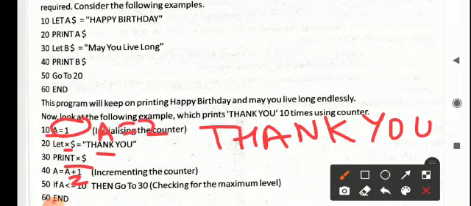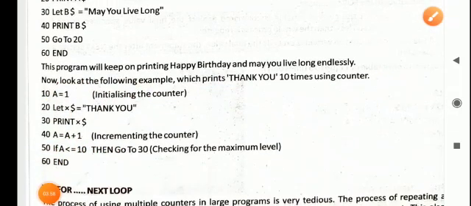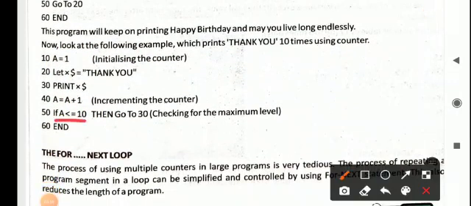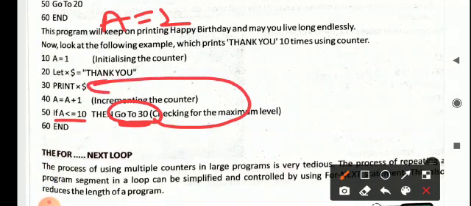Then again you can see an if statement has been used: IF A is less than or equal to 10, THEN GO TO 30. What will it do? It will check. The new value of A is 2. Is it less than 10? Yes, it is less than 10. So it will go to 30, meaning line number 30.